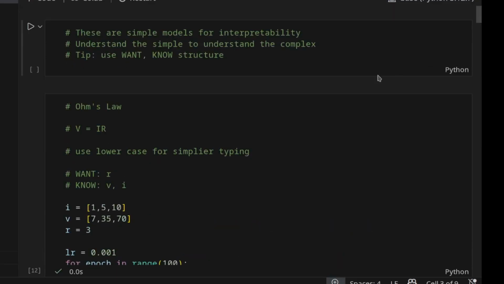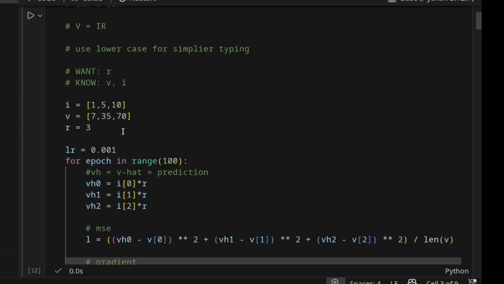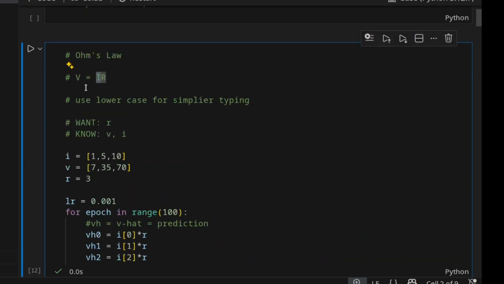Now I'll break down what it's doing in a hierarchical view. The whole model is figuring out what R is. The inputs are the amps, and the outputs are the voltages. So when I put in 1 amp, the voltage is 7, and so 1 times 7 is 7. The amps are I.